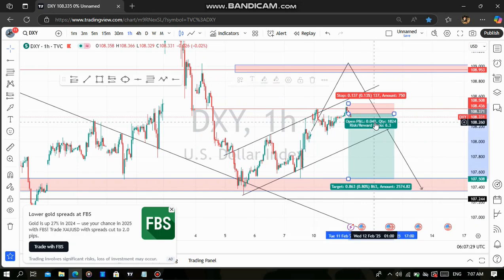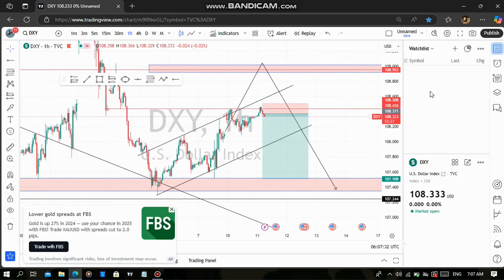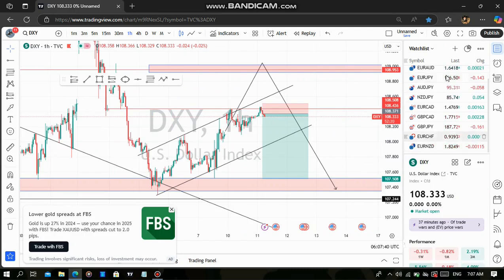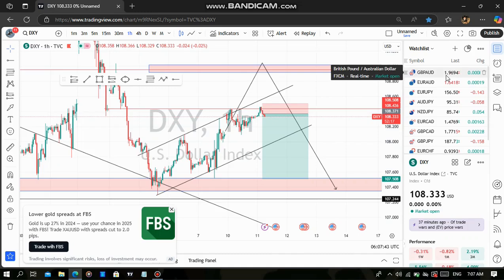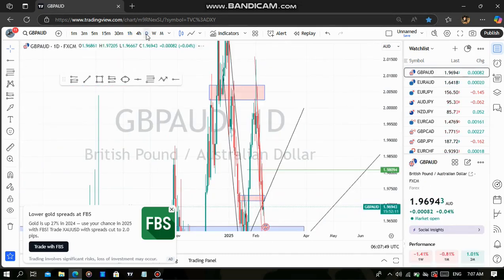Now to the business of the week. So our watch list now. On our watch list, we have the GBPAUD down to the EURNZD. So these pairs, let's start from number one. I would like to start my analysis from the daily time frame.